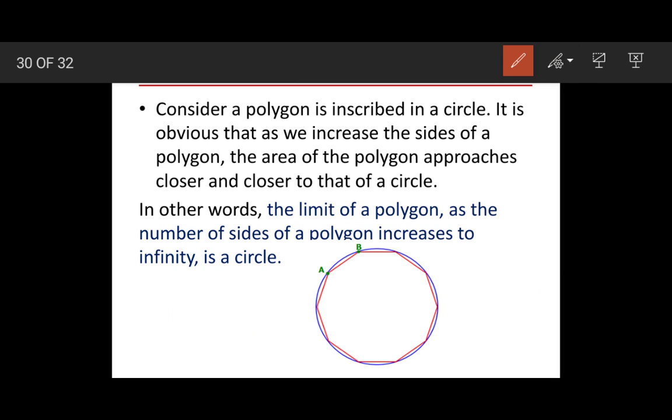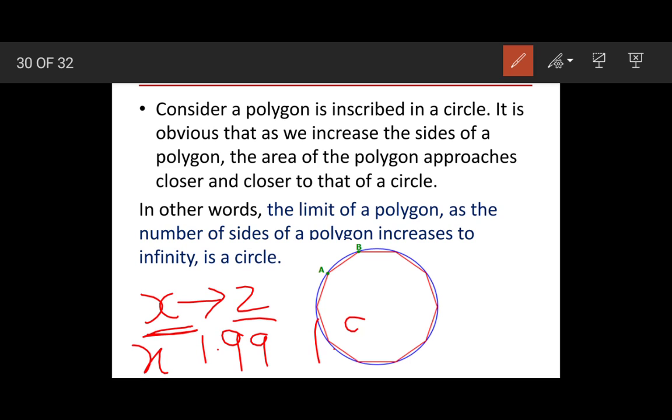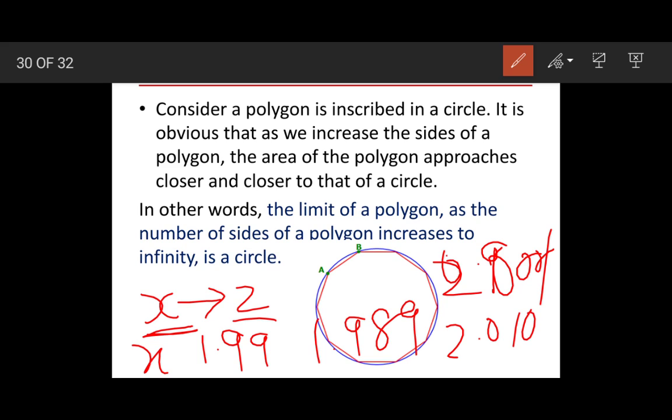In limit, when I say limit x tends to 2, that means the value of x is very close to 2, but it is not exactly equal to 2. So x will be 1.99, 1.989, then 2.0001, 2.010. All the values are close to 2, but none of these values is exactly 2. That is the concept of limit.